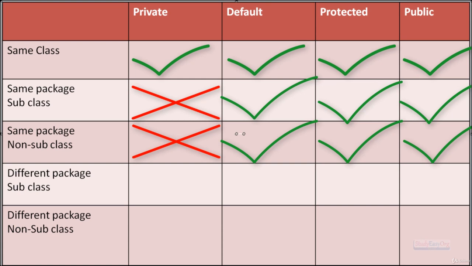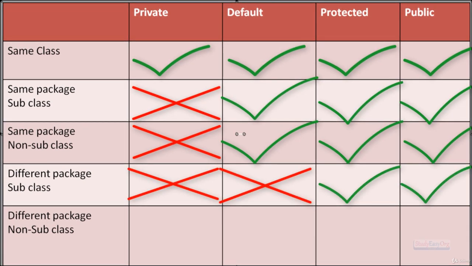Now moving forward, let us check the scenario where we have different packages. The element is in a different package, but the classes are connected using inheritance. The class is a subclass. In this kind of scenario, we will have access when it comes to protected and public access modifiers, but private and default access modifiers will not provide the access.